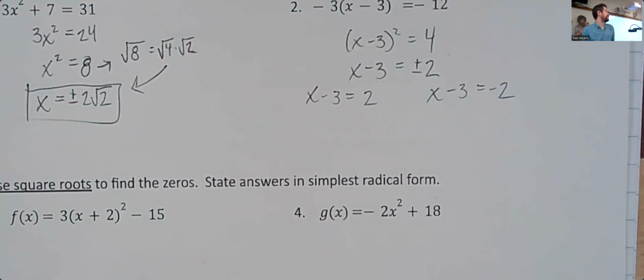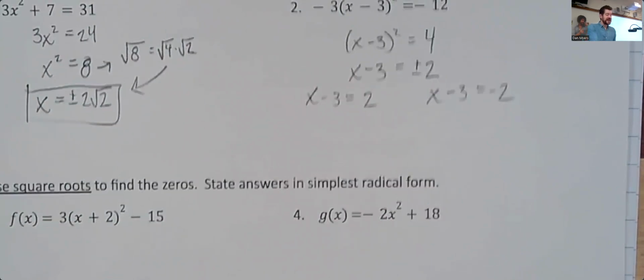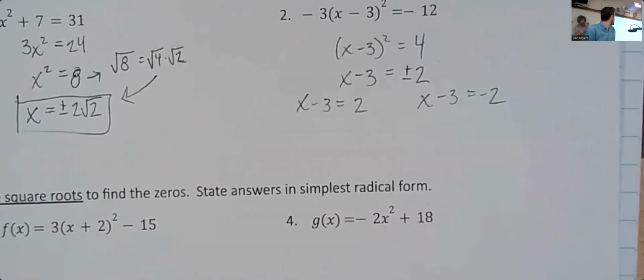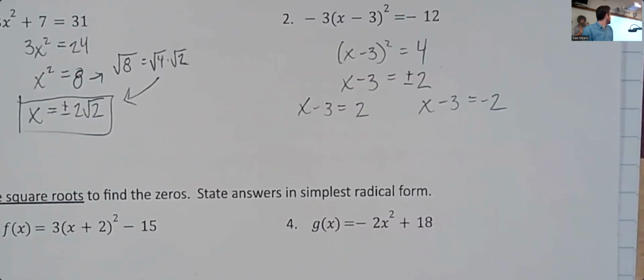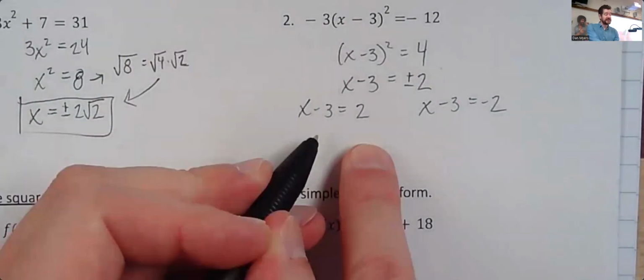We divided by negative 3. Yeah. Because it was attached by multiplication. So like if it was negative 3 plus the parentheses, then we would have added it. But because it's being multiplied, we have to get rid of it by dividing. Good question.